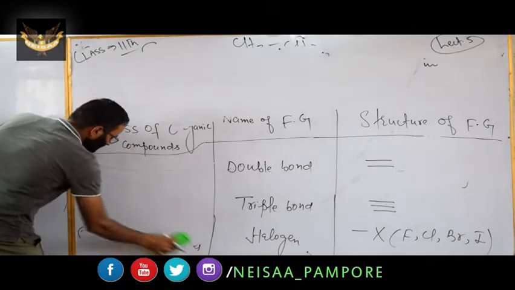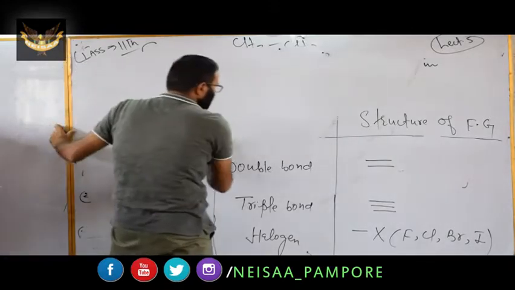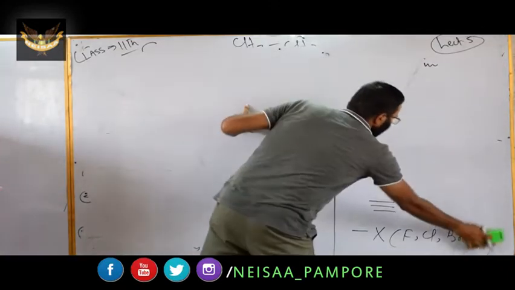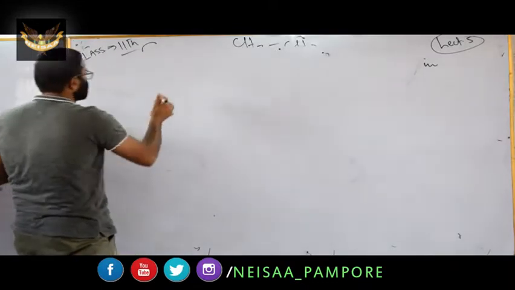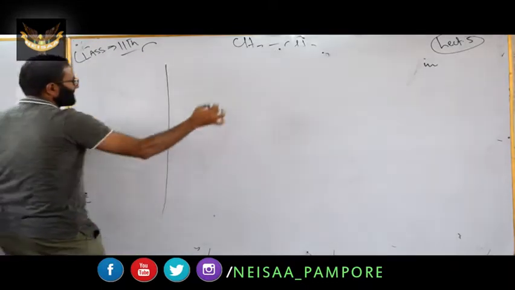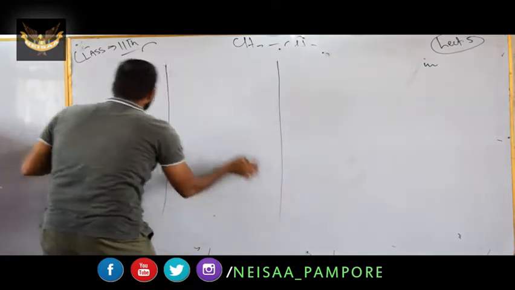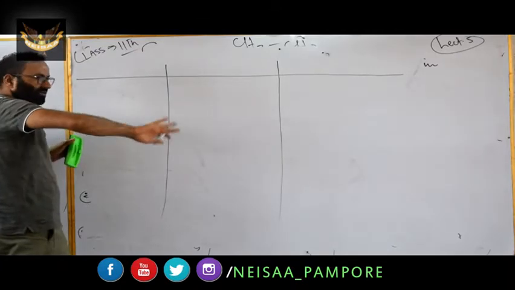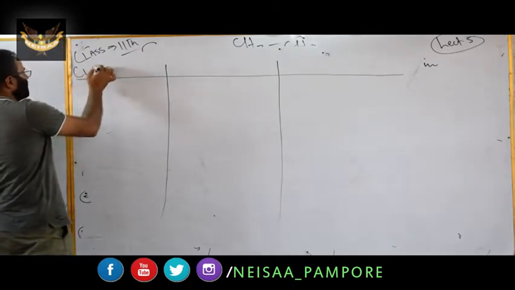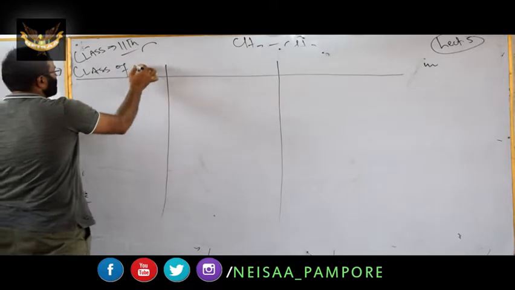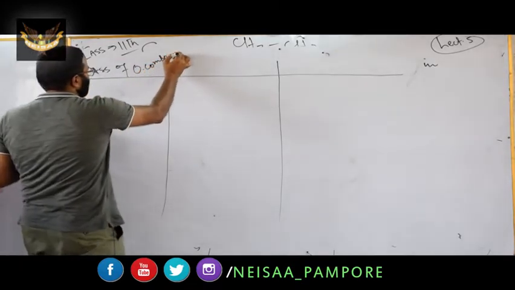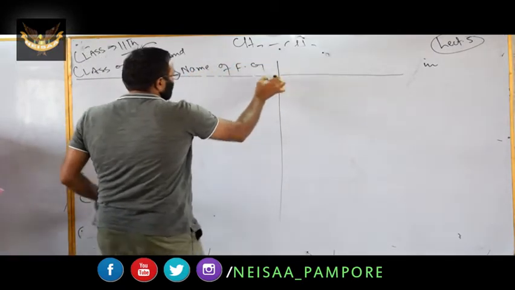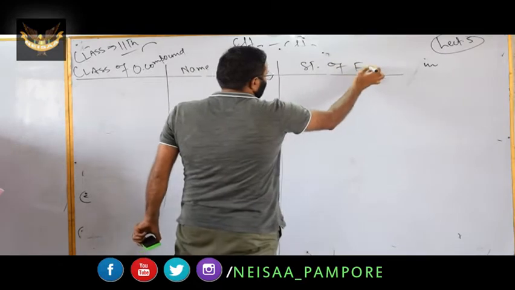Remember this point. Now we will mention more classes of organic compounds. In the same way, you have to draw this table. Class of organic compound, name of functional group and structure of functional group. You have to mention it again. This is the class of organic compound. You have the name of functional group and structure of functional group.